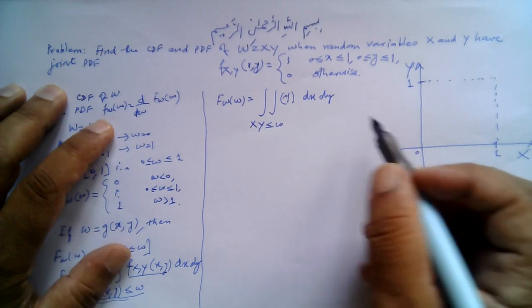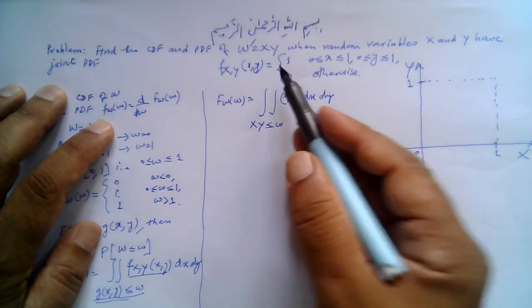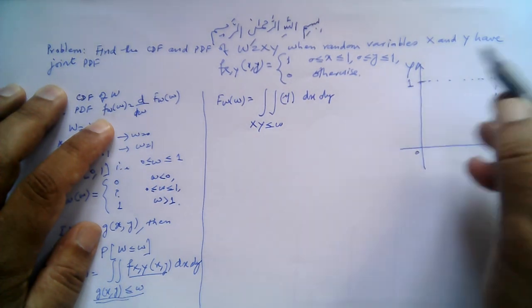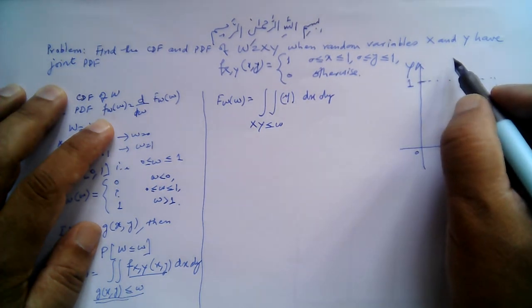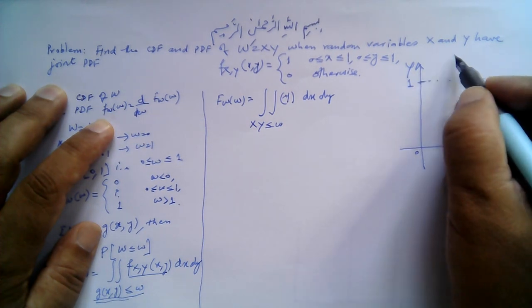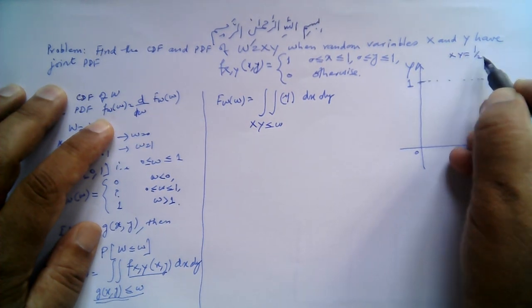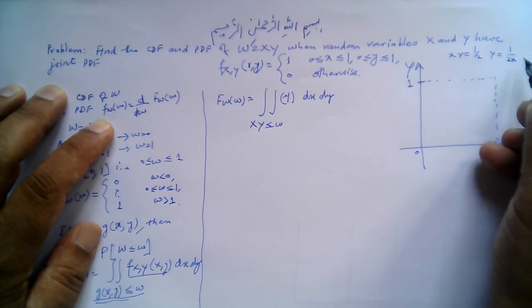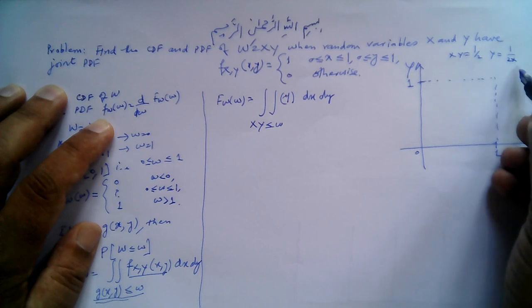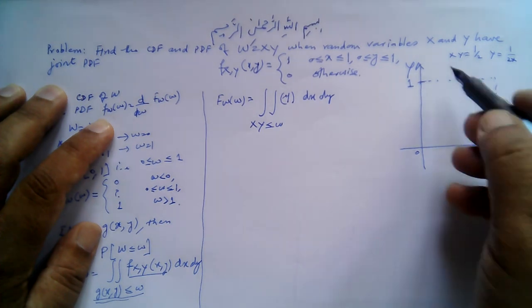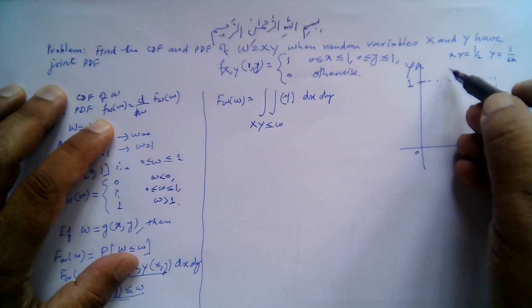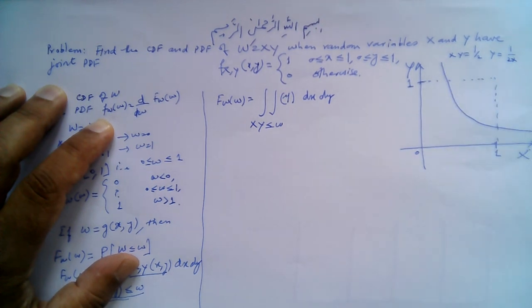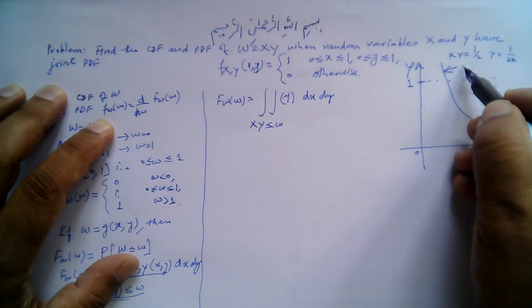Now how do we plot w is equal to xy? You can take an arbitrary value for w. For example, take xy is equal to 1 over 2. Then y is equal to 1 over 2x. You can put arbitrary values in this formula, and then you can draw the curve for w. So in our case, it will come out like this. All right, so this is the curve w is equal to xy.